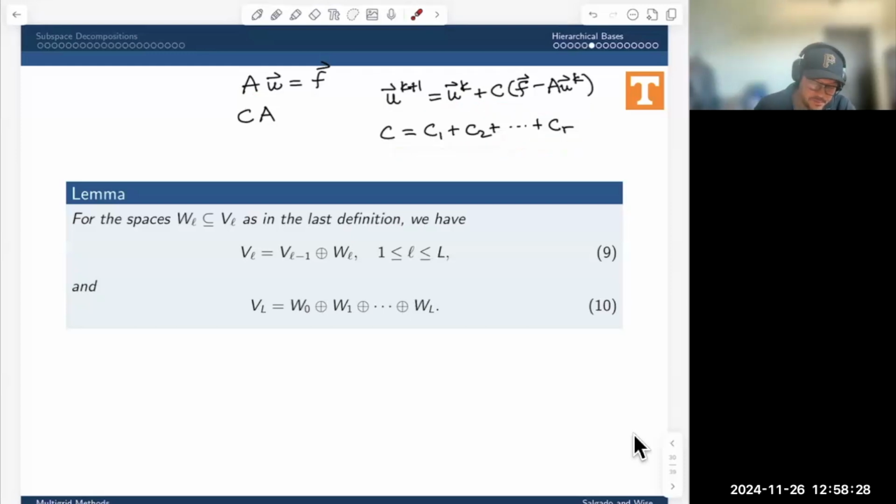So why would this be useful? This is useful because what we can show in the end, if we do this construction in a smart way, is that the condition number of this new matrix that we're creating, CA, is a lot smaller than the condition number of A. In fact, it can turn out to be order 1.